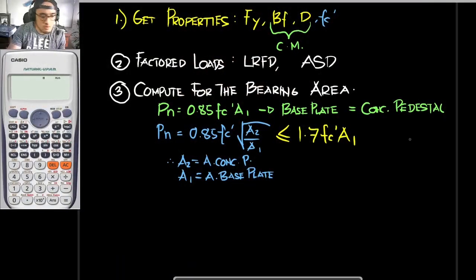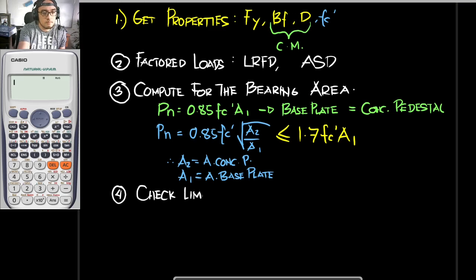Okay, so what would be the next step? So the next step is to check the limits. So, step 4. Okay, so ano ba yung limits na yan? So, ito sa step 3 natin, na-solve natin yung value ng A1. Oh, by the way, hindi pala natin sinolve yung A1, sinolve natin yung Pn. Teka lang, asan ba yung aking laser pointer?